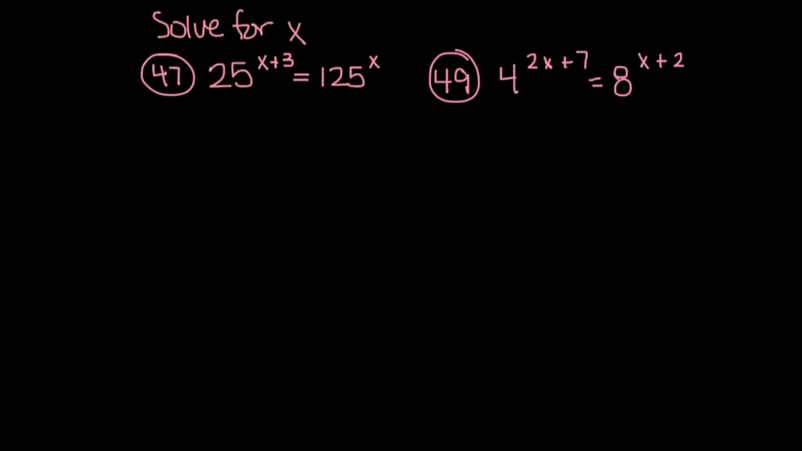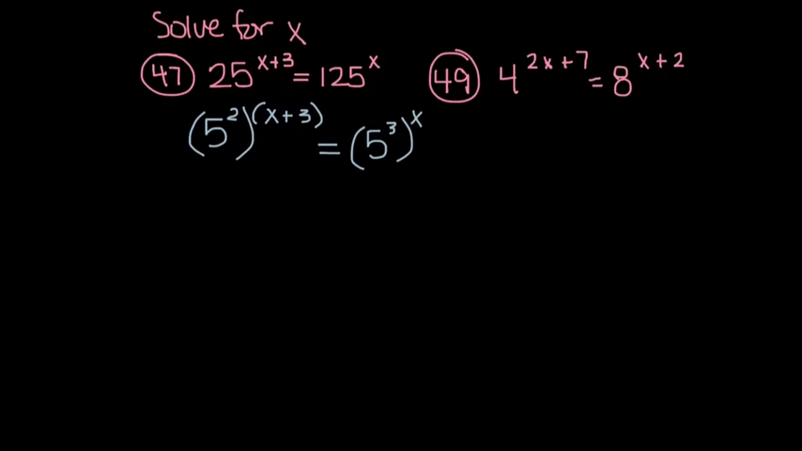In each of these equations, I have to get the bases to be the same. In number 47, my bases are 25 and 125. I can rewrite both of those as powers of 5. 25 is just 5 squared. So instead of saying 25 to the x plus 3 power, I'll say 5 squared to the x plus 3 power. 125 is just 5 cubed. So instead of saying 125 to the x, I will say 5 to the third to the x.